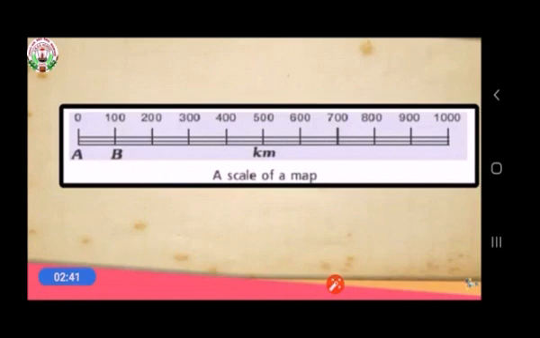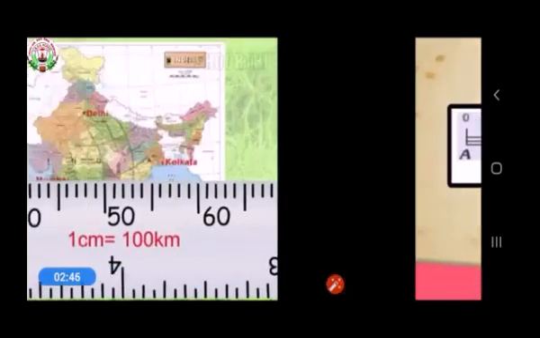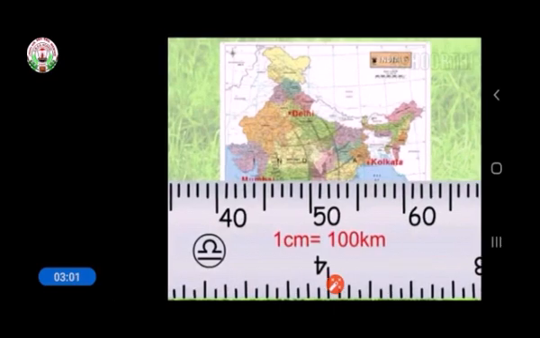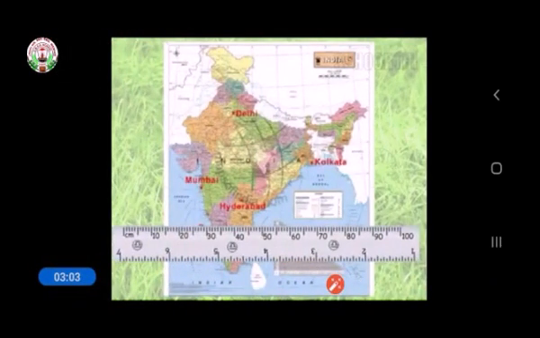This is the scale of a map. For example, the actual distance between two places is 100 km. On the map, 100 km may be represented by 1 centimeter or by any small length. See the scale shown here. The distance between A and B represents 100 km. You can usually find the scale of a map at the bottom or the corner of the map.